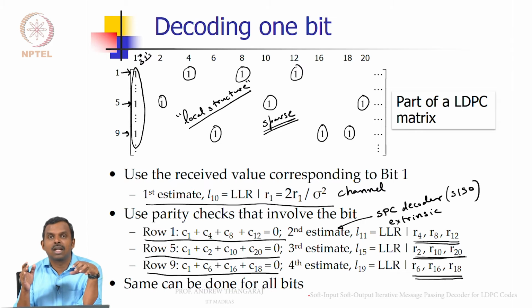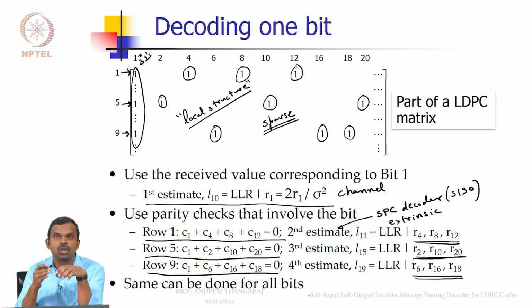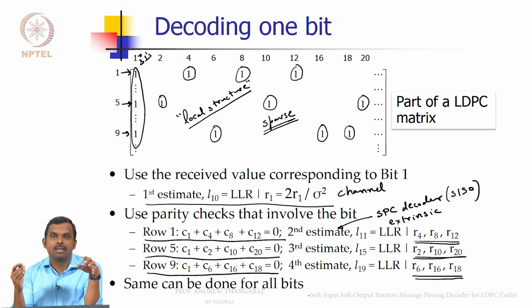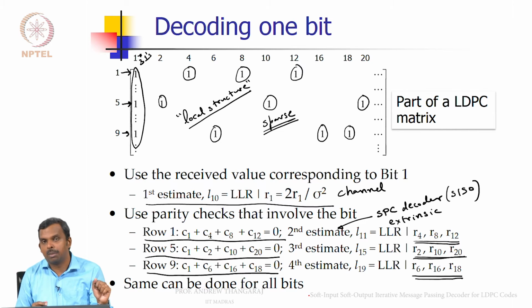Once you know where the ones are, you can go pull out these received values, send them through the same SPC decoder. So you just need this single parity check decoder which will keep doing SISO calculations for you. So that is the trick to this. That is the essential ingredient in an LDPC code. So you use the local structure and get more estimates for a particular bit.